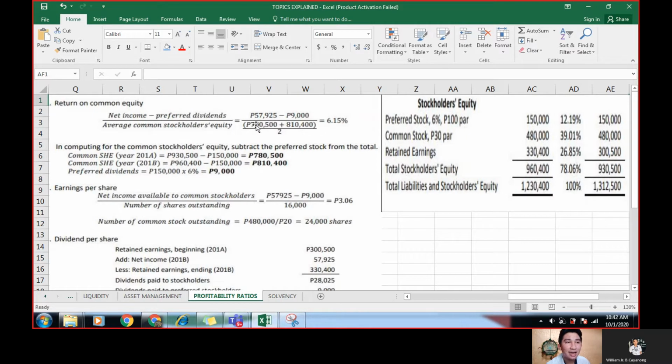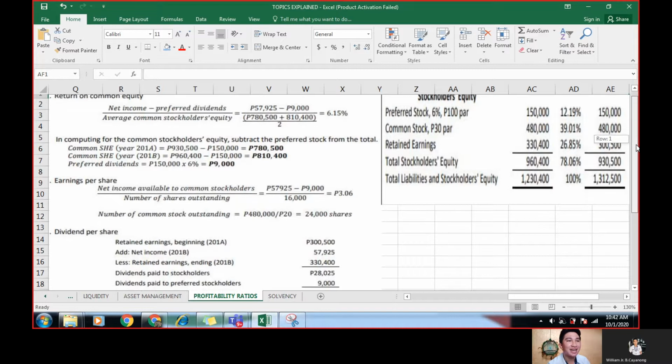So you will be adding all together, then the result of that will be divided by 2. Okay, that's averaging. So if tapos na yung formula, compute lang natin 57 minus 9 over the operation of this 2. So that is 6.15%. Therefore, upon using your capital, ang bumalik sa inyo is 6.15%. So that's return on equity.